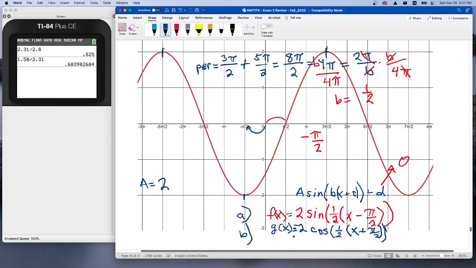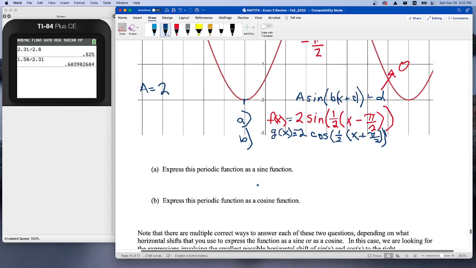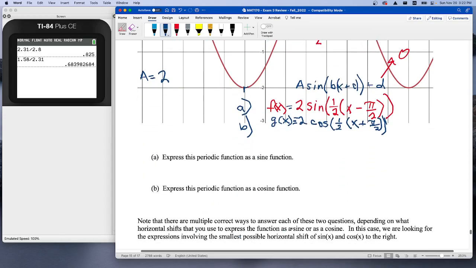So I could do it that way. That's why my answer is different from their answer. What they did is they used this one, which is pi over 3, and they said, okay, it's been shifted this way for cosine, which, okay, then we start at the top, and that's correct. This way works just fine. Let's see, they say, note that there are multiple correct ways to answer each question, depending on what horizontal shifts you use to express that. So depending upon what we want to use here.